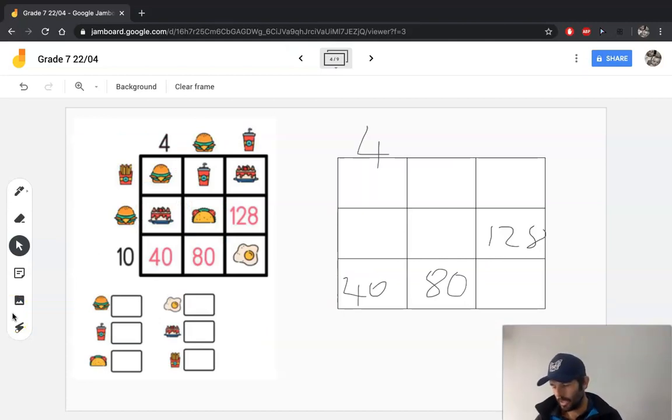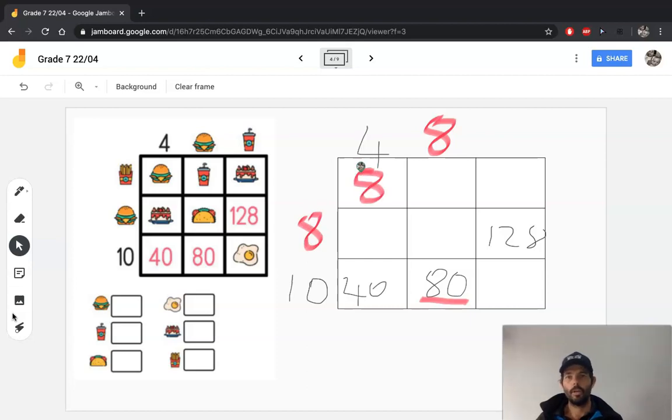So I just need to put the 10 in. We know 10 times 4 is 40. I know that 10 times 8 is going to give me this 80. So if the hamburger is 8, then that hamburger must be 8, and that hamburger must be 8. That straight away tells me that the French fries will be 2, because 2 times 4 is 8. That tells me that the cake is going to be 32, because 8 times 4 is 32. So then that must be 32.